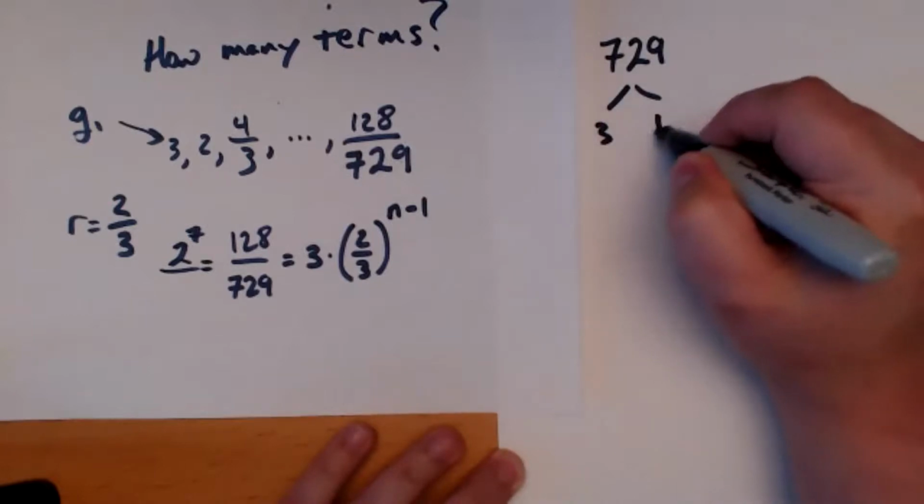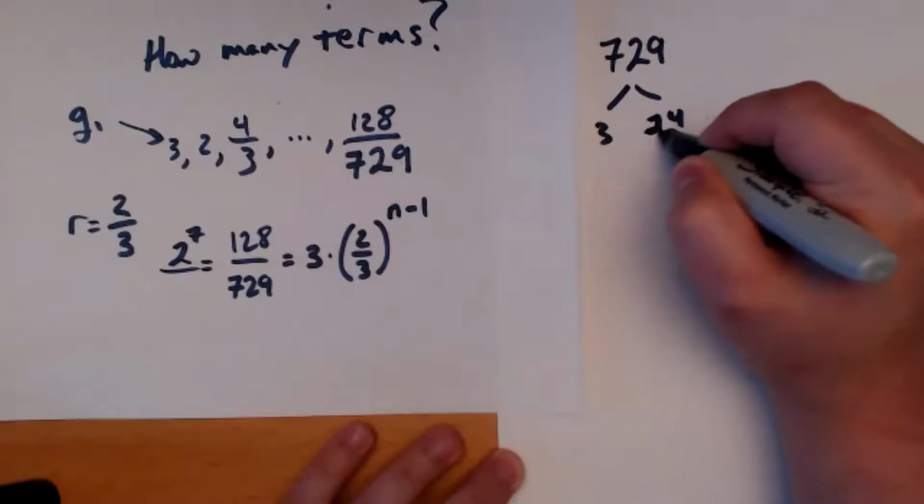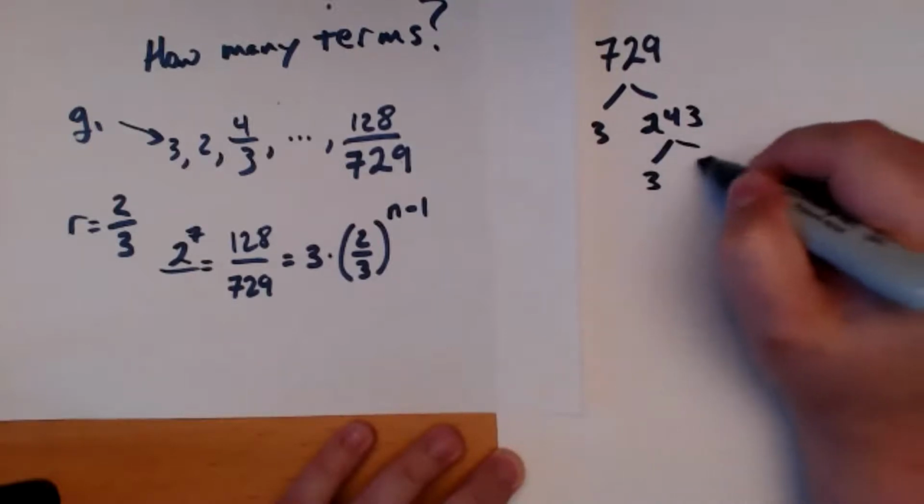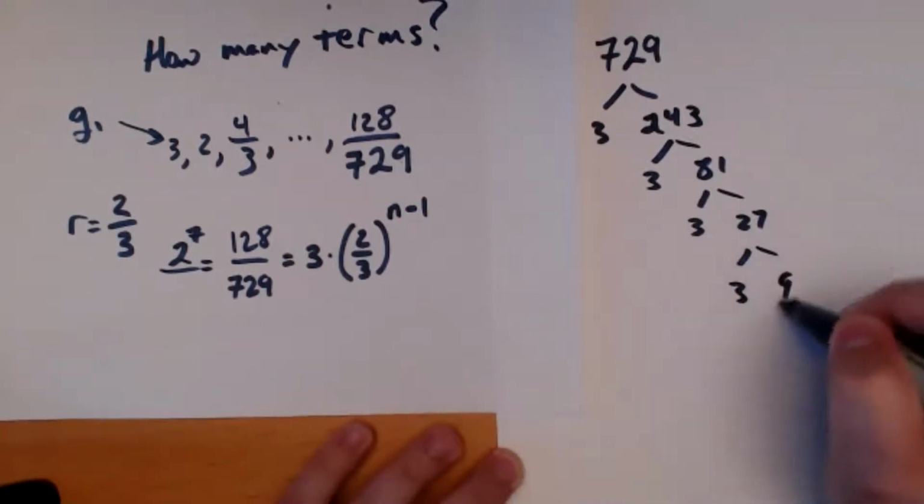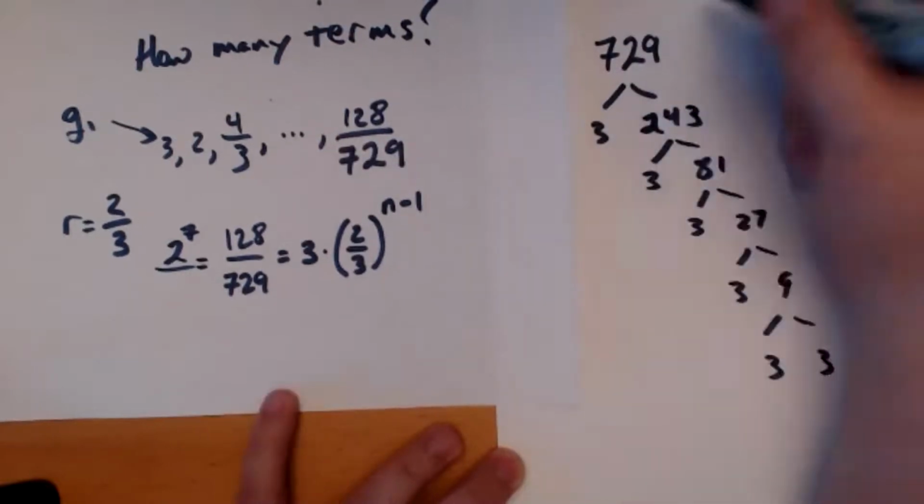Three and 1, 4, 3. No, wait, 2, 4, 3. 3 and 81, 3 and 27, 3 and 9, 3 and 3. 1, 2, 3, 4, 5, 6.